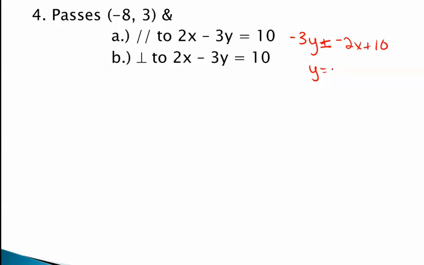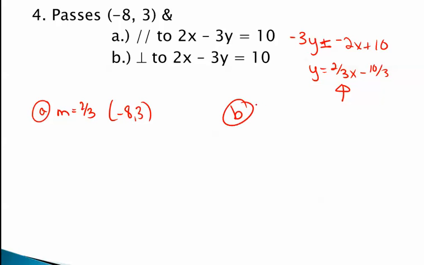That way we'll be able to see exactly what the slope is a little bit more clearly. We don't care about the y-intercept, only the slope. So we know that the slope of this line is going to be 2/3. If I want one that is parallel, I want to use the slope 2/3 and the point negative 8, 3. And if it's perpendicular, I want to take the opposite reciprocal and the point. For both of these, I'm going to use point slope form.